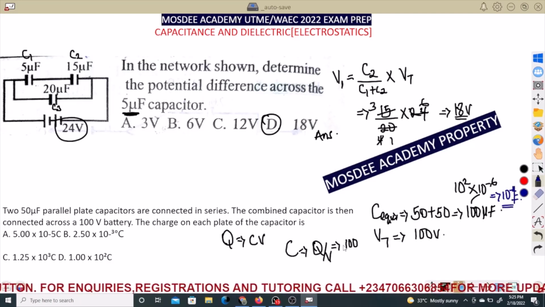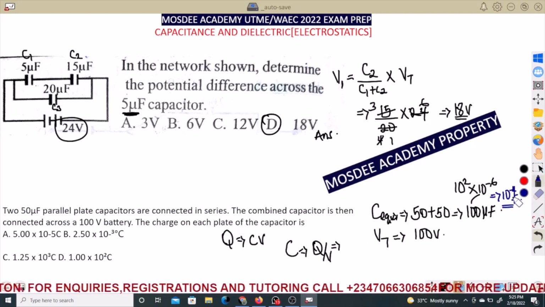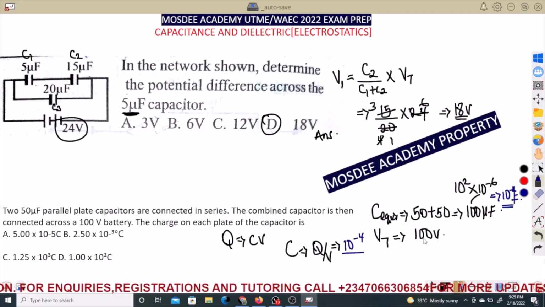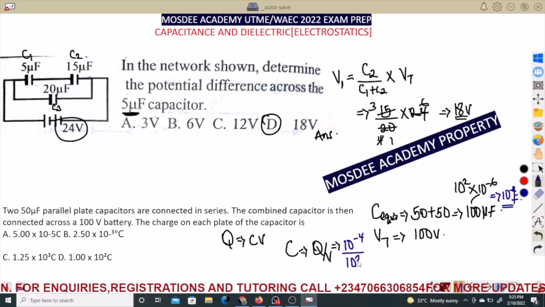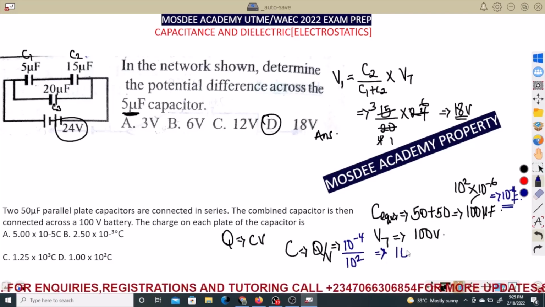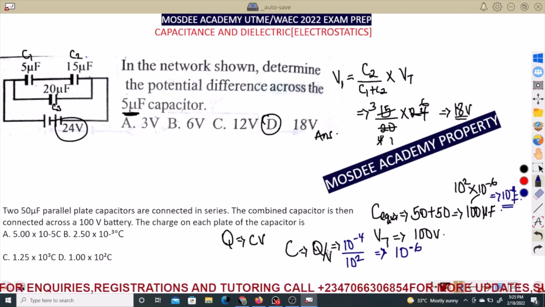So now this will be 10 raised to power minus 4 and not what I have written, because I've changed it now. I've converted it to farad. 10 raised to power negative 4 divided by 100, which is 10 raised to power 2. You have learned that when this one comes up, it will change to negative. So that's 10 raised to power negative 6.